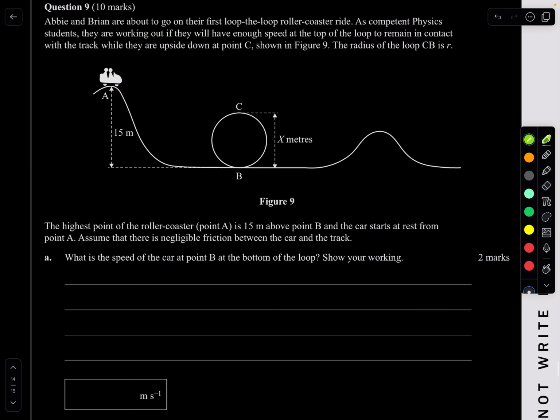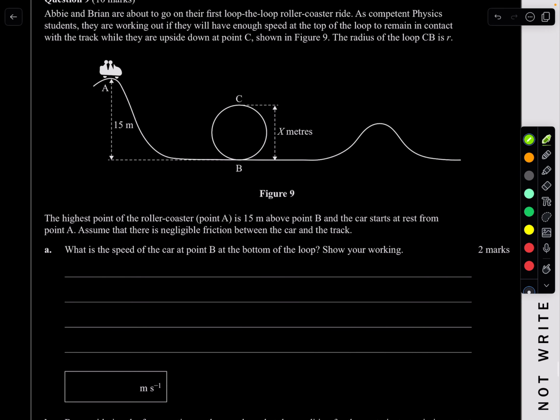A nice right statement. Question 9, the last question. Abby and Brian are about to go on the first loop-to-loop roller coaster ride. As competent physics students, they are working out if they will have enough speed at the top of the loop to remain in contact with the track while they are upside down at point C. Shown in figure 9, the radius of the loop CB is R. The highest point of the roller coaster at point A is 15 meters above the point B, and the car starts at rest at point A.